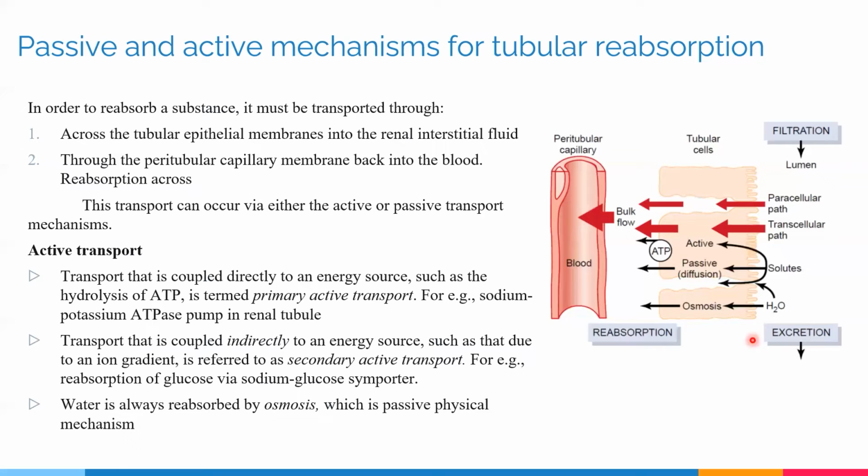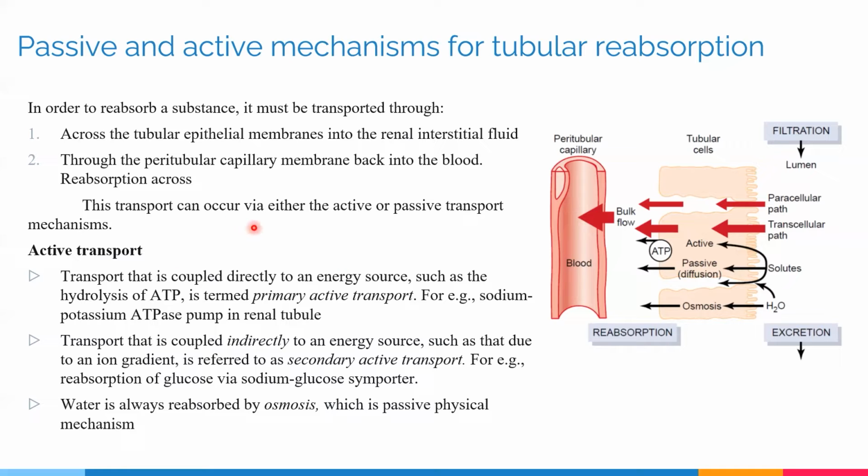Epithelial cells are the cells that form the wall of the tubule itself. So, they must first pass through the wall of the tubule and flow into the interstitial space between the cells and the capillary. And after they have been transported to the renal interstitial fluid, they must now be transported to the peritubular capillary membrane and back into the blood. So after reaching the interstitial fluid, they have to pass through the blood vessels, or the peritubular capillary membrane, to enter the blood flow itself.